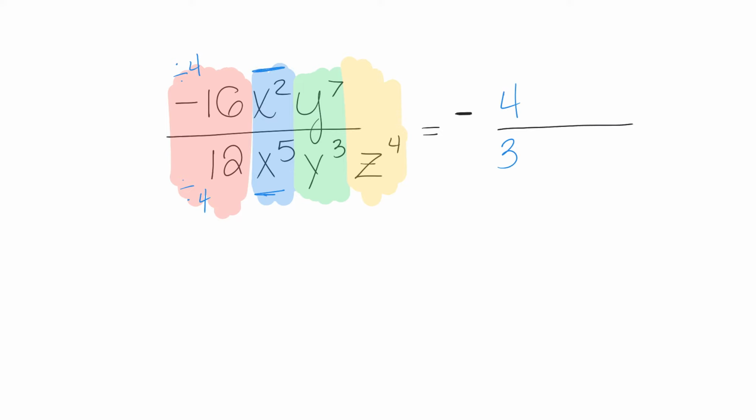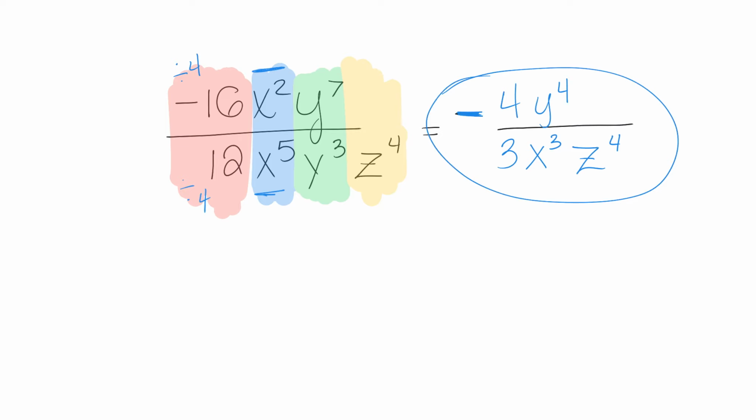Now, our x's: you've got 5 x's in the denominator and 2 x's in the top. Well, if we cancel out 2 of those, because it's the smaller number, you're going to have 3 x's left in the denominator. For your y's, this time we have more y's in the numerator. So 7 in the top, 3 in the bottom. That means 3 will cancel out. And how many will be left on top? 4. For your z's, there's none in the top, so we can't cancel anything. So all 4 z's will stay in the bottom. Therefore, negative 4y to the 4th over 3x cubed z to the 4th is our final answer.